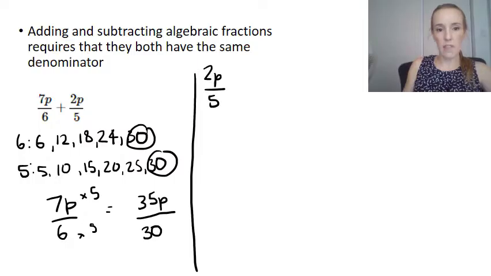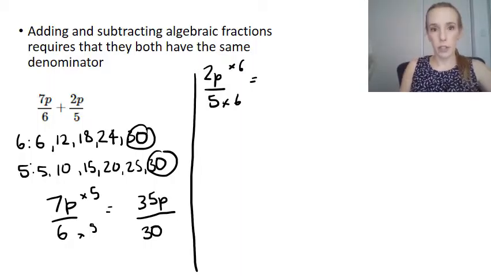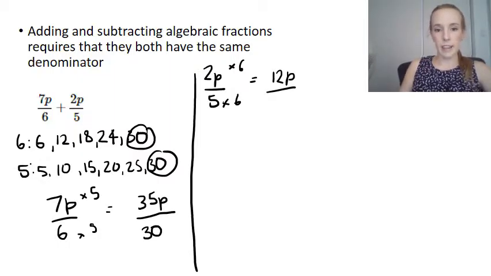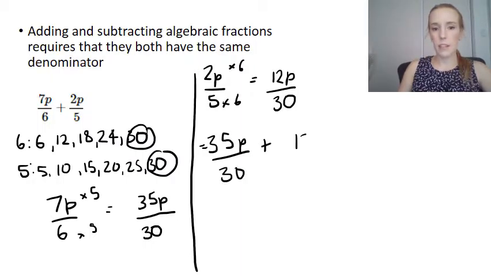2p over 5, we have to multiply both the numerator and the denominator by 6 to get our fraction with 30 on the bottom. So 2p times 6 is going to give me 12p. 5 times 6 is going to give me 30. And then I can add my fractions. So that equals our 35p over 30 plus 12p over 30.